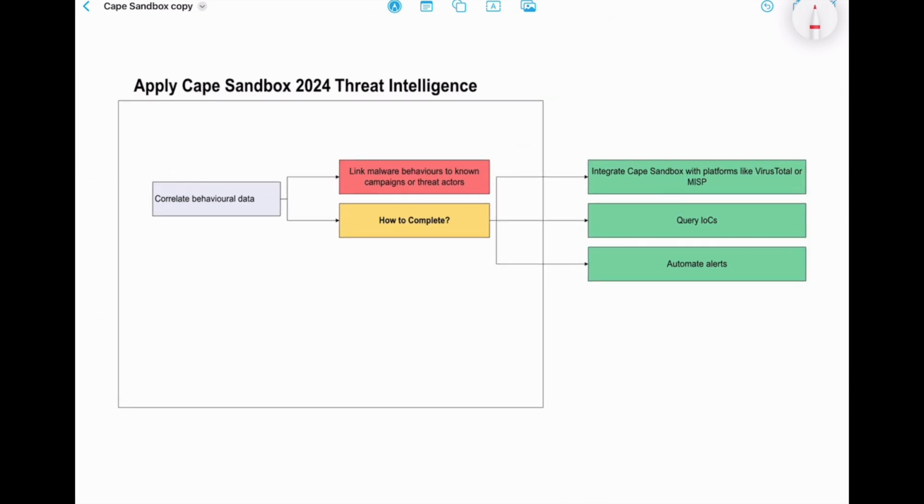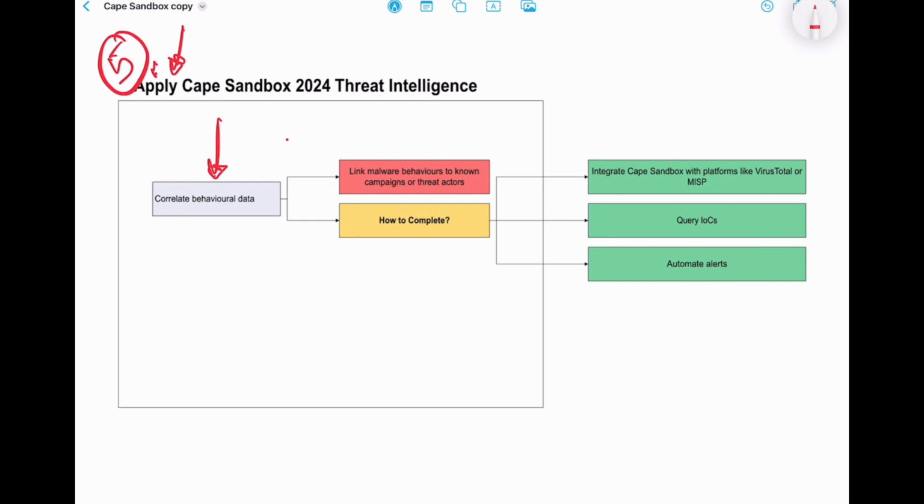Now, moving on to step number 5, I believe this is 5, yeah. How do you apply the threat intelligence? And why, what would be the objective? Well, the objective is to correlate behavioral data with external threat intelligence feeds.